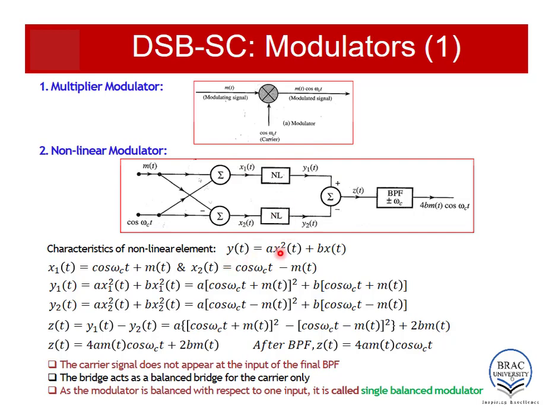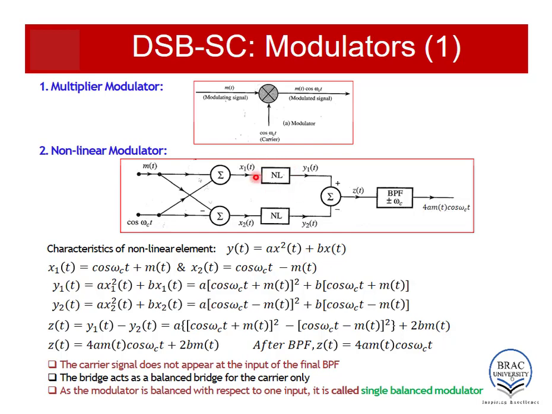will be this. If the input signal is xt, then the output signal yt will be some constant a multiplied by the square of the input, x square t, plus another constant b multiplied by the input signal xt. The input to this nonlinear block is x1t and the output is y1t. The y1t will be ax1 square t plus bx1t. Now if we input the value of x1t in this equation, the equation looks like this: a into (cos omega ct plus mt) whole square plus b into (cos omega ct plus mt).